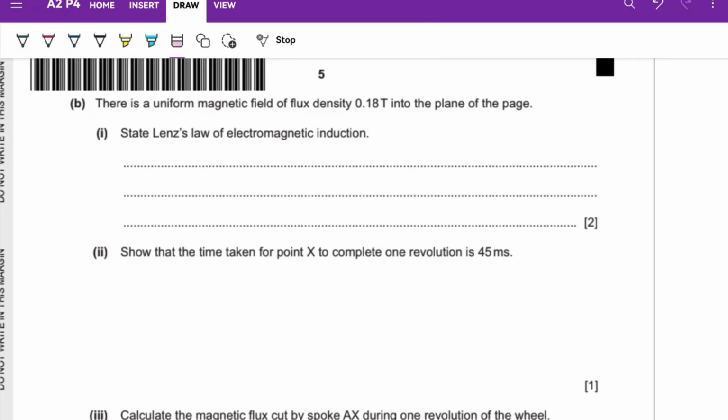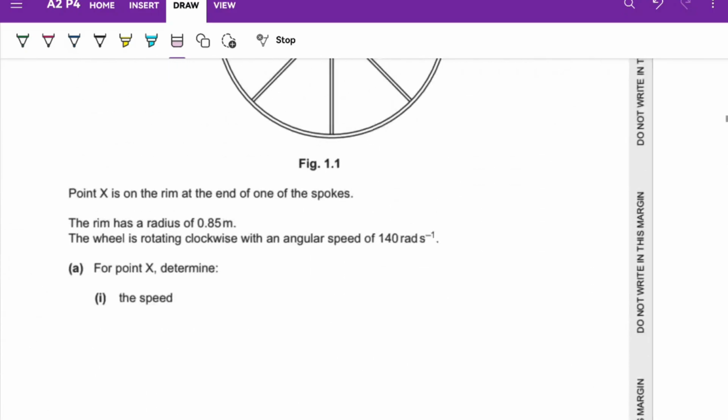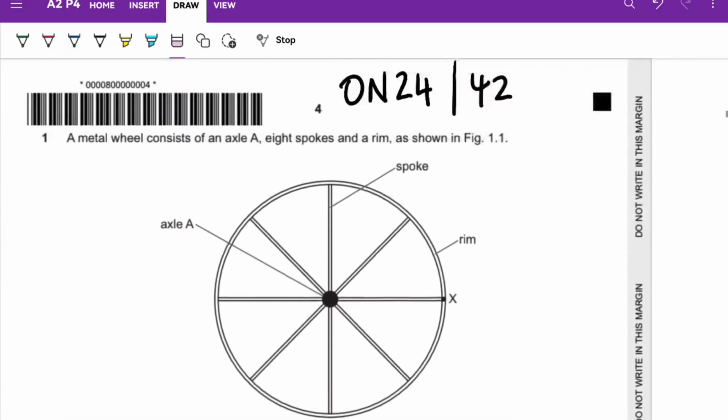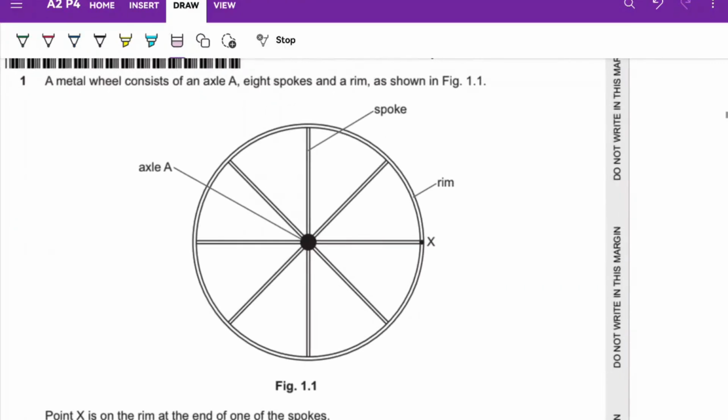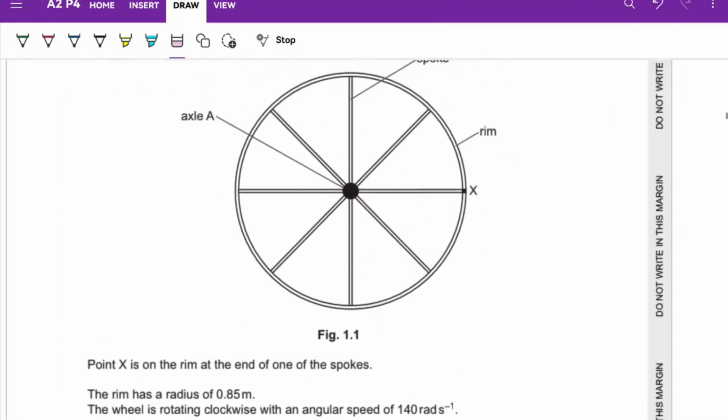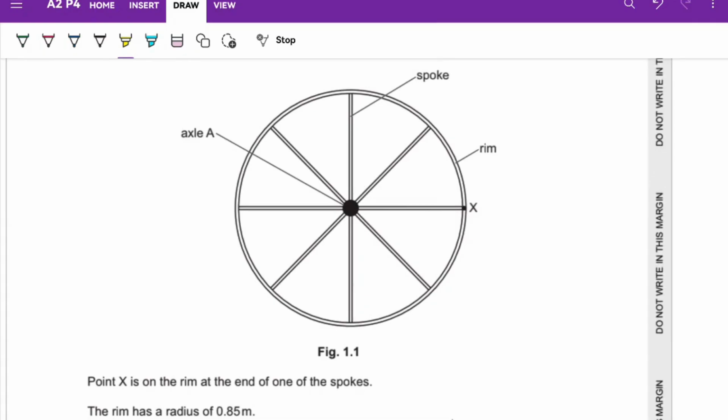Is it possible to do it? Definitely 100% possible if you understand the concept. So without further ado, let's get to it. Let's read the question. A metal wheel consists of an axle A, 8 spokes and a rim as shown in figure 1.1. Point X is on the rim at the end of one spoke. Here is point X.